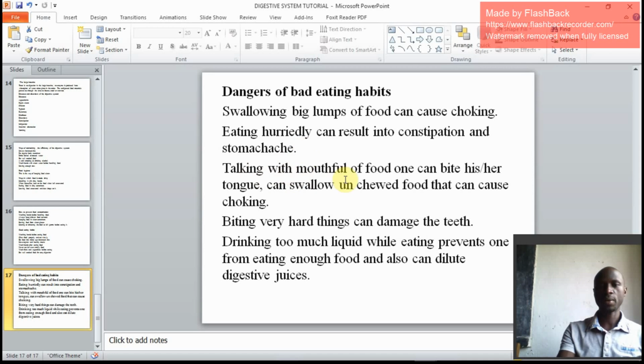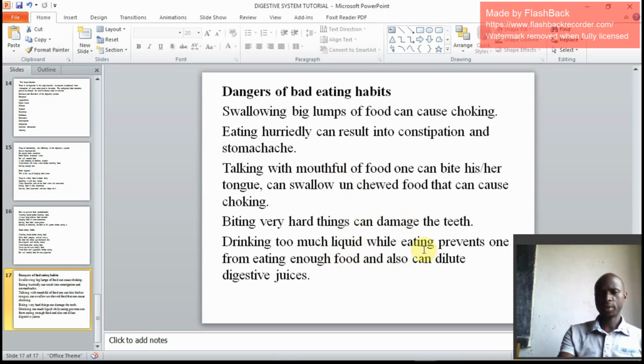Talking with a mouthful of food, one can bite his or her tongue, or swallow unchewed food that causes choking. So just put small bits of food at a time, such that they are chewed properly and you don't even bite your tongue. Biting very hard things can damage teeth. It is disastrous to bite hard things like bottle tops, like coins. It's bad to practice those.